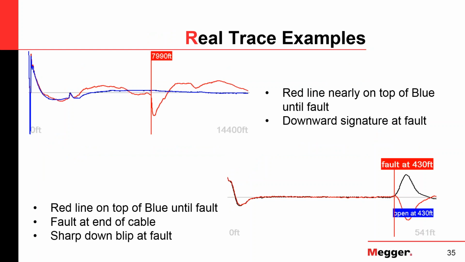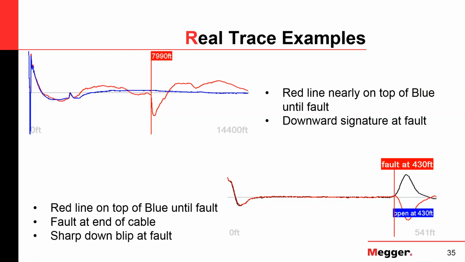So real traces look a little bit like this. On the very top, you have a typical pinhole fault. So the traces are pretty much, not exactly, but they're very close to each other, hugging, especially in the beginning. And then you have this sharp V-shape signature, downward signature, and the computer flagged it at 7,990 feet. There's your flashover, and this is where your cable fault is.